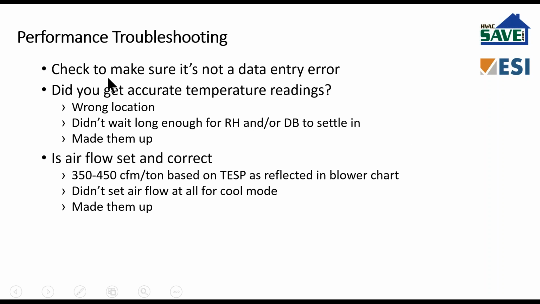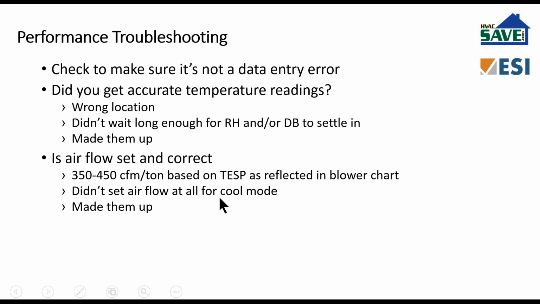Number three. All right, let's say I know I didn't have a data entry error. I got really good temperature readings. Now I better follow the proper sequence and look at my airflow. Is it set and is it correct? Improper airflow will flow all the way through to the final score, and you just cannot see it easily. So you have to get in. You have to feel very comfortable that that's an undeniable number and it's correct. Is it within the range? How is it reflected in the blower chart based upon statics and setting? Did you even set airflow for cool mode? That's a traditional behavior, particularly for AC changeouts only.